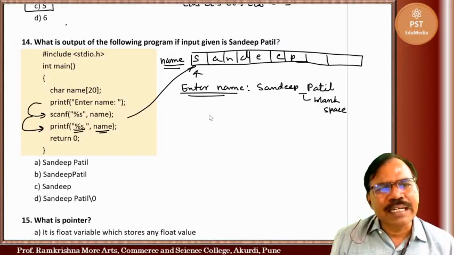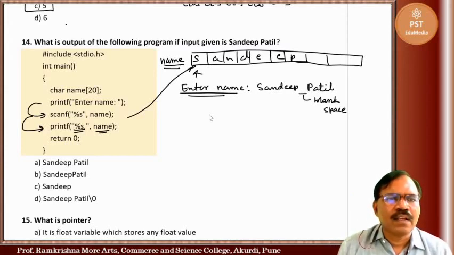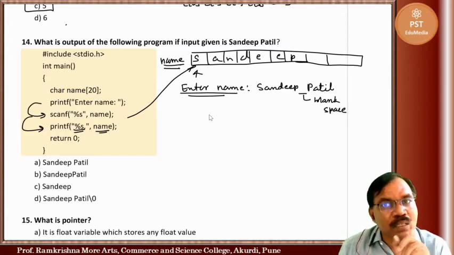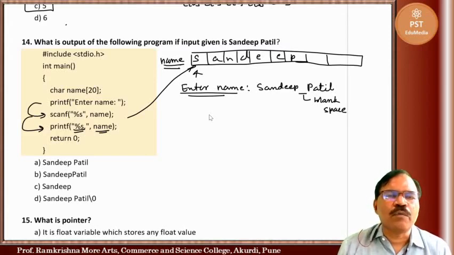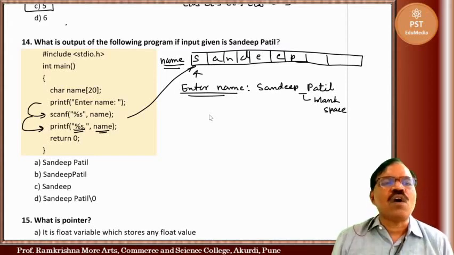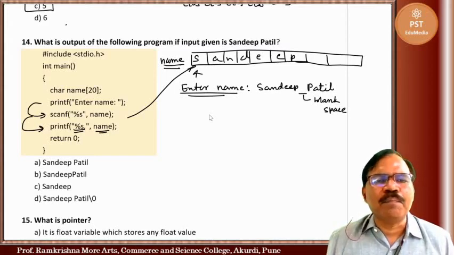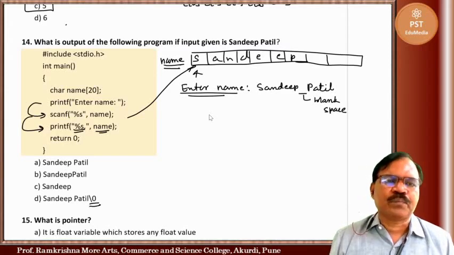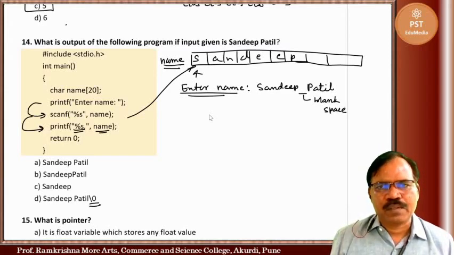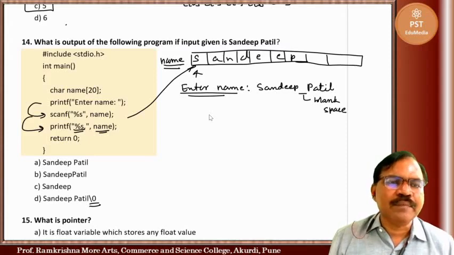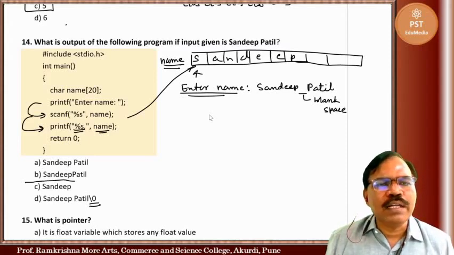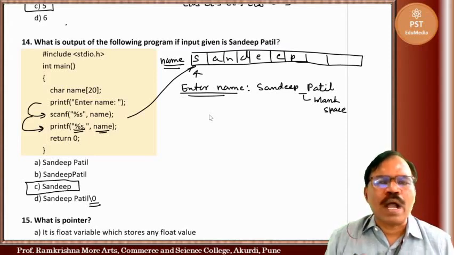So what is printed here? Will it print Sandeep Patil, because we have entered Sandeep Patil? Will it print Sandeep Patil without blank space? Or will it print only Sandeep? Or will it print Sandeep blank space Patil \0, the null character? So what happens here? It will print only Sandeep.